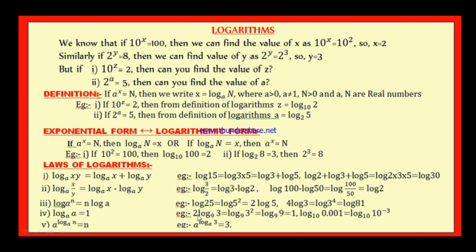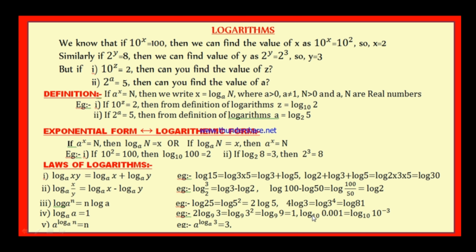For example, you see here, 2 log 3 to the base 9. How can we simplify this? Here if you apply the third law first of all, this is in the form of n log a. Therefore take this 2 inside, so that this is log 3 square to the base 9. What is 3 square? 3 square is 9. Therefore log 9 to the base 9. Now if you apply the fourth law, log a to the base a is 1. Therefore log 9 to the base 9 is 1.